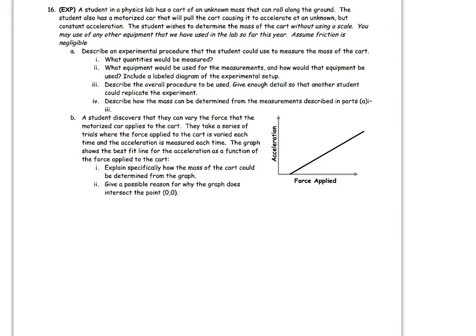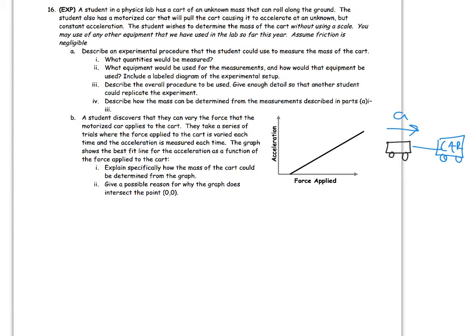Moving on to my next AP style question, we have an experimental design one, your first one of the year, I believe. In this situation, a student in a lab has a cart with an unknown mass, and that cart is being pulled by a motorized car that will pull it with a constant but unknown acceleration. What we want to do is find the mass of the cart without using the scale. So to help myself visualize it, I'm going to draw a little diagram here. Here's my cart, and we'll say it's being pulled by my motorized car, some string there, and that's causing it to accelerate to the right.